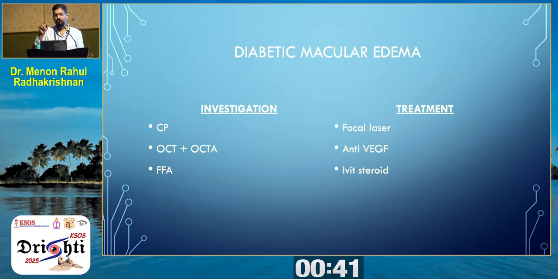Treatment: when you do an FFA, you can see leaking aneurysms. So gone are the days when you used to do grid lasers. If you see leaking aneurysms, you can do a focal laser to them. In the case that I showed you, where there's a lot of hard exudates threatening the fovea, yes, you can do focal laser there. You can give anti-VEGFs. Intravitreal steroid is usually a preferred modality when you see such hard exudates.